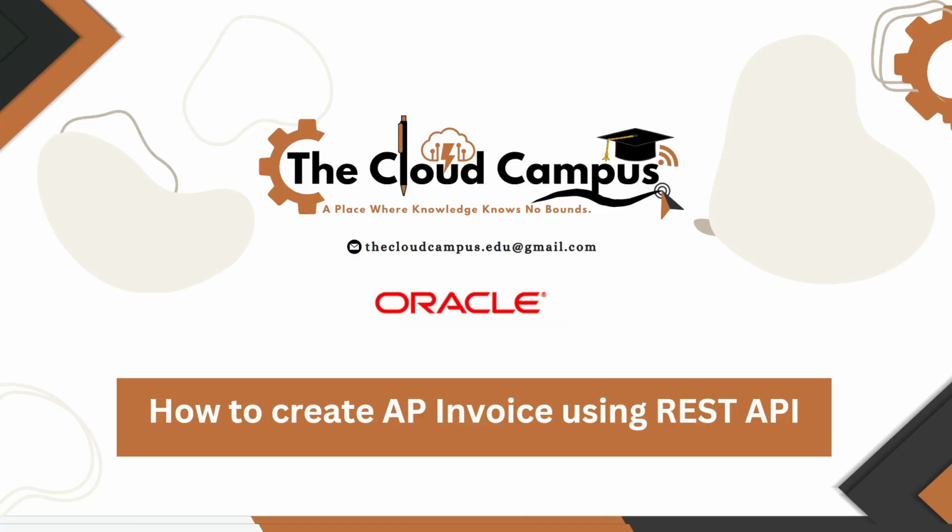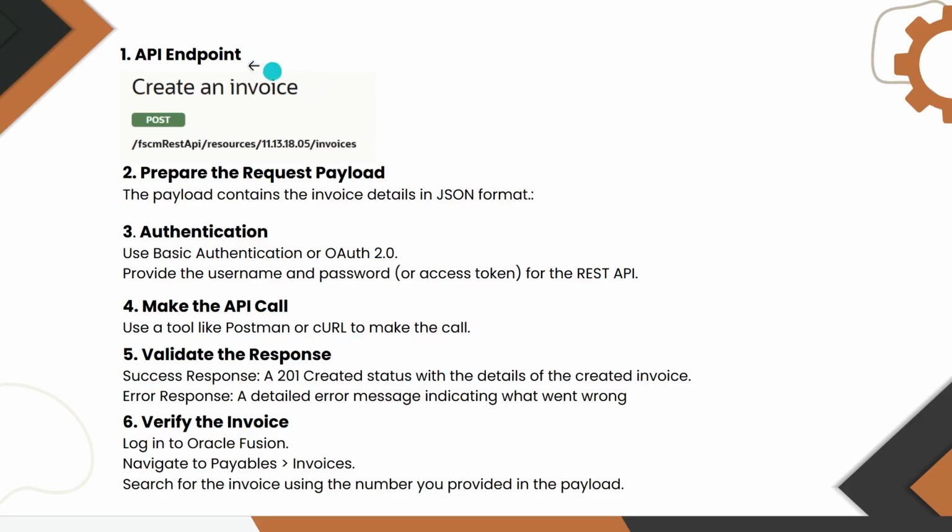In the previous video, we already learned how to create an AP Invoice in Oracle Fusion using the front end. So let's start with the REST API. Here we have a few steps for creating an AP Invoice. Step 1, the API endpoint. Here we have an API for creating an invoice. Second, prepare the request payload.